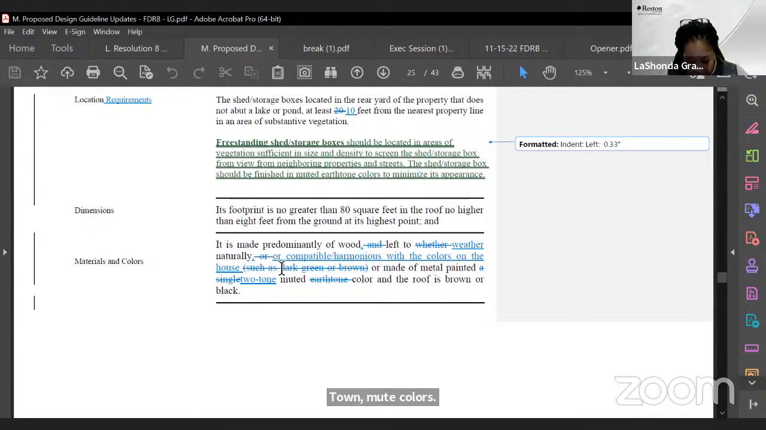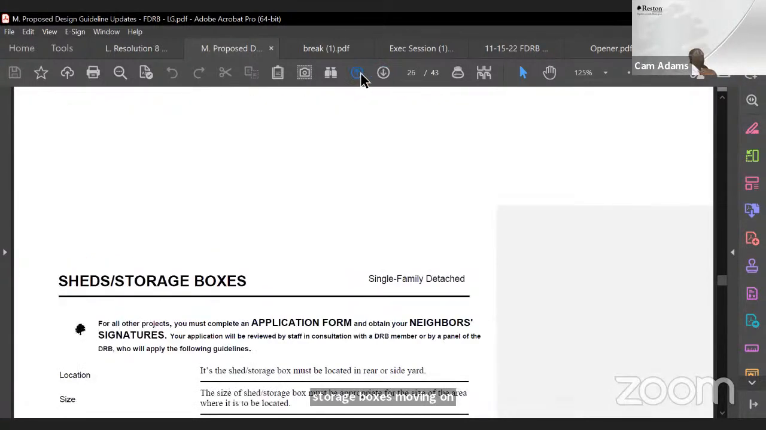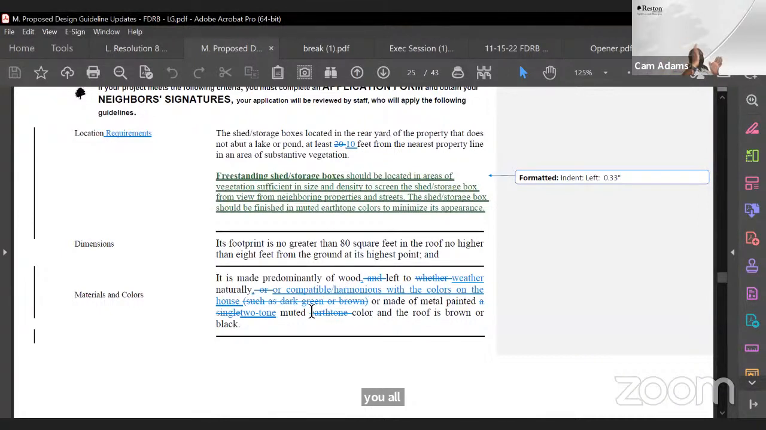And that is all of the suggested revisions for storage boxes. Does anyone have any questions on that? Because I think that was one of the things that we wanted to make sure you all saw and were clear on. The 10-foot requirement is one of the things that keeps coming up. Sometimes members in single-family detached homes can't do storage sheds, specifically because they don't have that 10 feet or the 20 feet. And so we're reducing it to 10 so that staff can still review those types of requests and they're not coming to a panel.